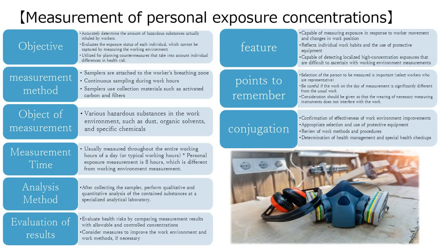Measurement results are used to confirm the effectiveness of improvements in the work environment, to select and use protective equipment appropriately, to review work procedures, and to make decisions on health management and special medical examinations. By combining personal exposure measurement with working environment measurement, more precise occupational health management becomes possible, which can greatly contribute to the protection of workers' health and improvement of the working environment.